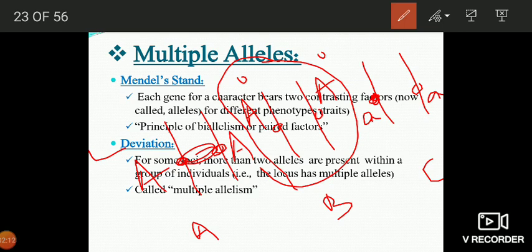An individual can have either the same type of allele, or it can have just like this, A naught and capital A. Okay, A naught and capital A. An individual can have only two alleles. Okay, and these alleles may be same here or they may be different.